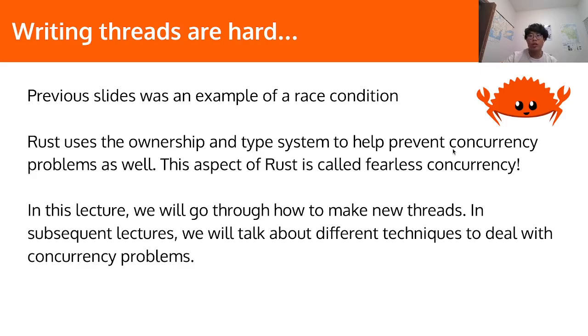It's called concurrency because we have multiple threads running possibly at the same time, concurrently. And because Rust takes care of a lot of these concurrency problems, this aspect is commonly called fearless concurrency. So in this lecture we will go through how to make new threads, and then in the next 2 to 3 lectures we'll talk about the different techniques that Rust already has for us to deal with concurrency and make us write safe code.